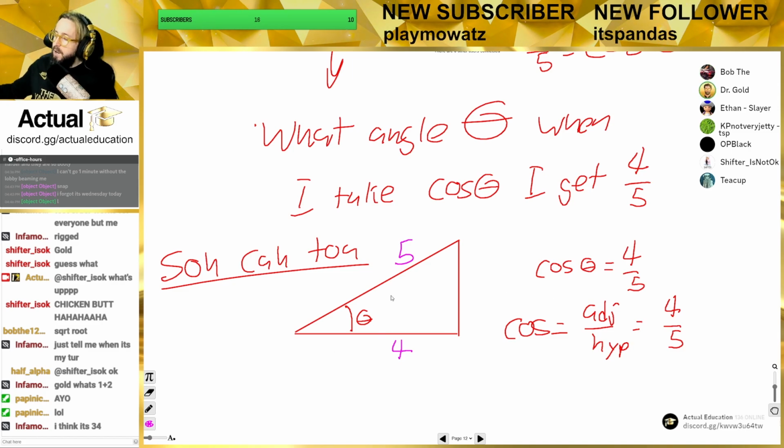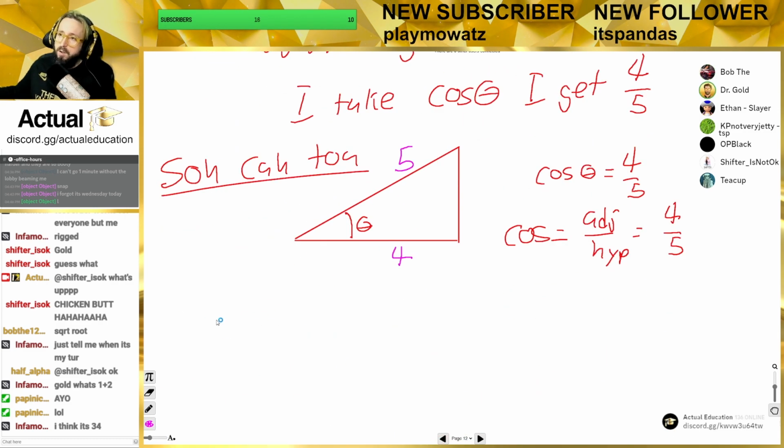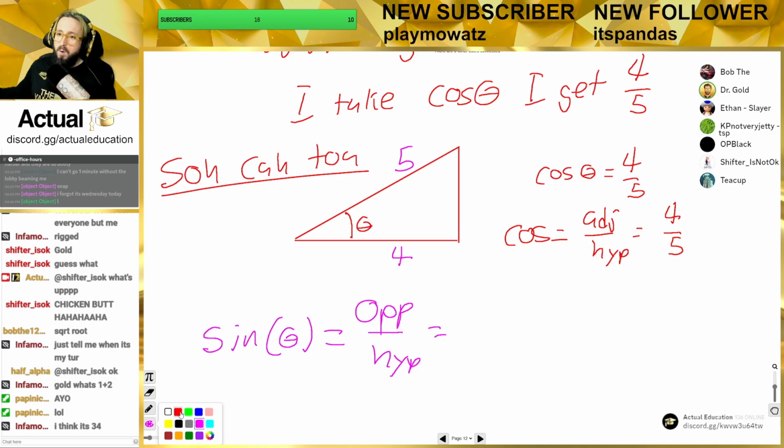So this is my triangle, but then I want to know what the sine of that angle is. I want to know what the sine of theta is. Sine is what over what? Opposite over hypotenuse. Good. I don't know the opposite yet, but I do know the hypotenuse. What's the hypotenuse? 5.